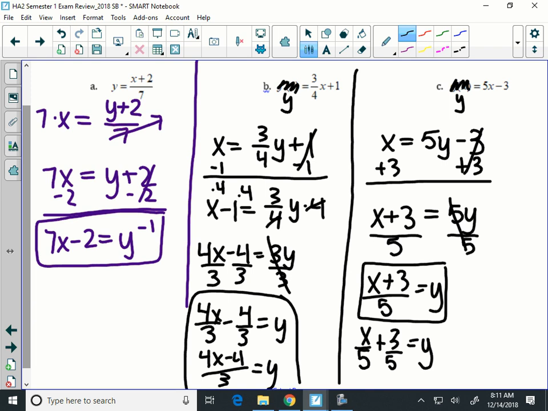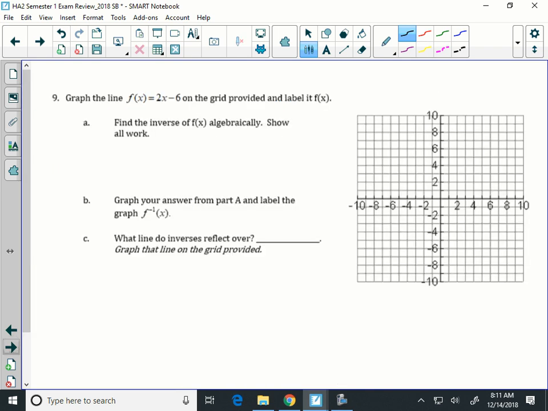All right, last question here of the functions unit. We are going to do inverse again, but this time we're going to graph it. So we're going to start with the graph 2x minus 6. Okay, so we need to graph that on this grid.